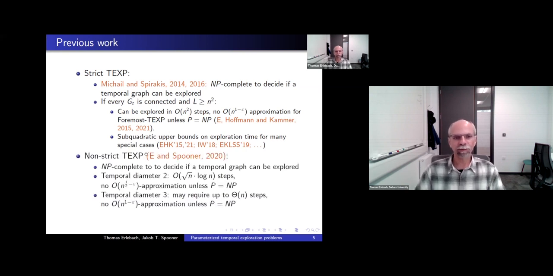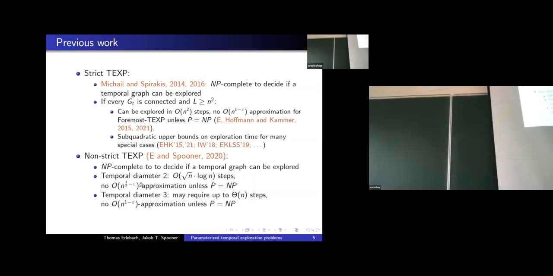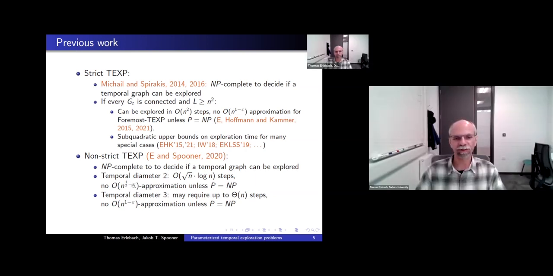For the non-strict model, Jacob and I had a paper at SIROCCO 2020, where we showed it's NP-complete to decide if the temporal graph can be explored. If the graph has temporal diameter 2, that means you can get from any vertex to any other vertex in 2 steps. We showed you can always explore it in O(√n log n) steps, and that you cannot approximate the fastest exploration problem with ratio O(n^(1/2 - ε)) unless P equals NP.